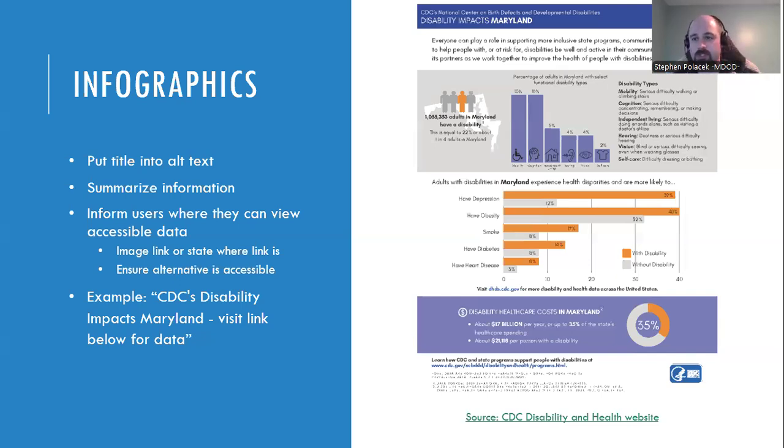So a user knows they should go to the immediate next element, and that'll be source CDC Disability and Health website link. They can click that, then it can get to this information and should be in a readable format for them.